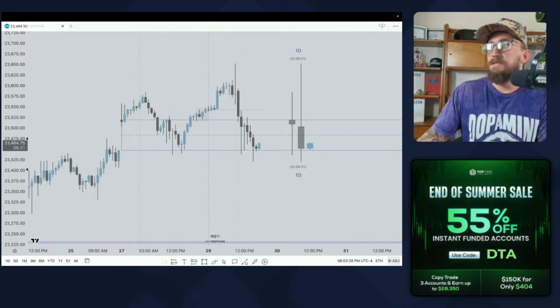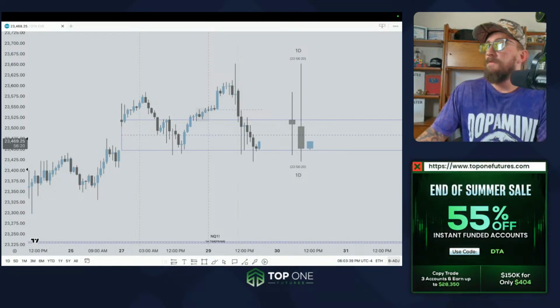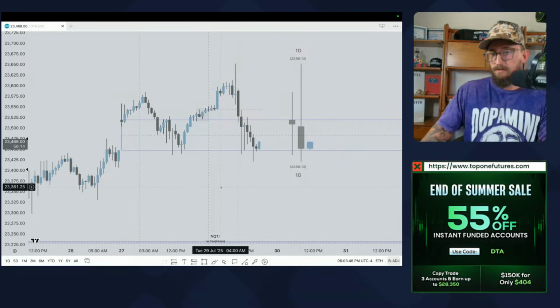First and foremost, let's get some nice chill vibes going on. Top One Futures, end of summer sales going on. I got some cool graphics. Let me see. Look at this. Check this out. It looks like a little browser right there. That's pretty sick, if you ask me.